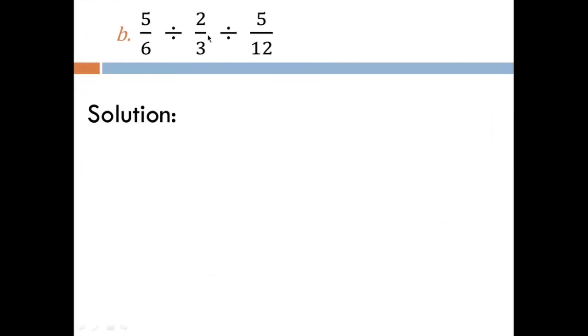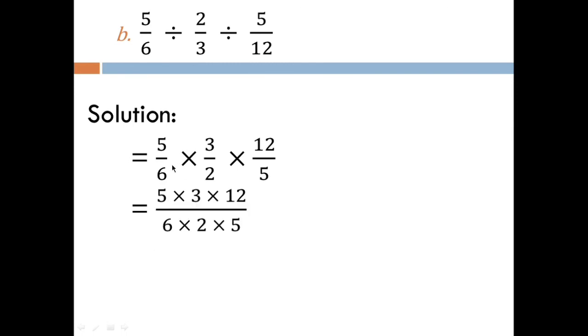Okay? The next, letter B, 5 over 6 divided by 2/3 divided by 5 over 12. So, solution natin, copy the first fraction, which is 5 over 6. Then, division, magiging multiplication. Find the reciprocal of 2/3, which is 3/2. Then, again, division, magiging multiplication, and reciprocal of 5 over 12, we have 12 over 5. Then, perform the next step, multiplication process. 5 times 3 times 12 over 6 times 2 times 5.